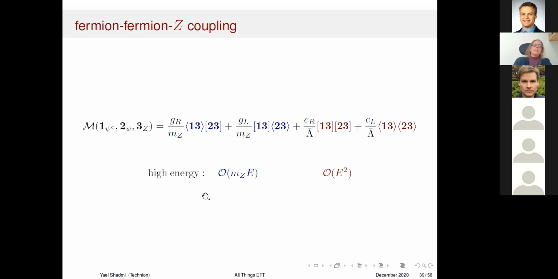Okay, now let's turn to a different example with two fermions coupling to the Z. And in this case, this is the most general amplitude you can write down. There are 4 terms here. There are 2 terms that I denoted in blue because, again, I'm identifying them as the renormalizable ones. These scale as M times the energy at high energies, whereas these guys scale as E squared. So these come with a 1 over lambda.